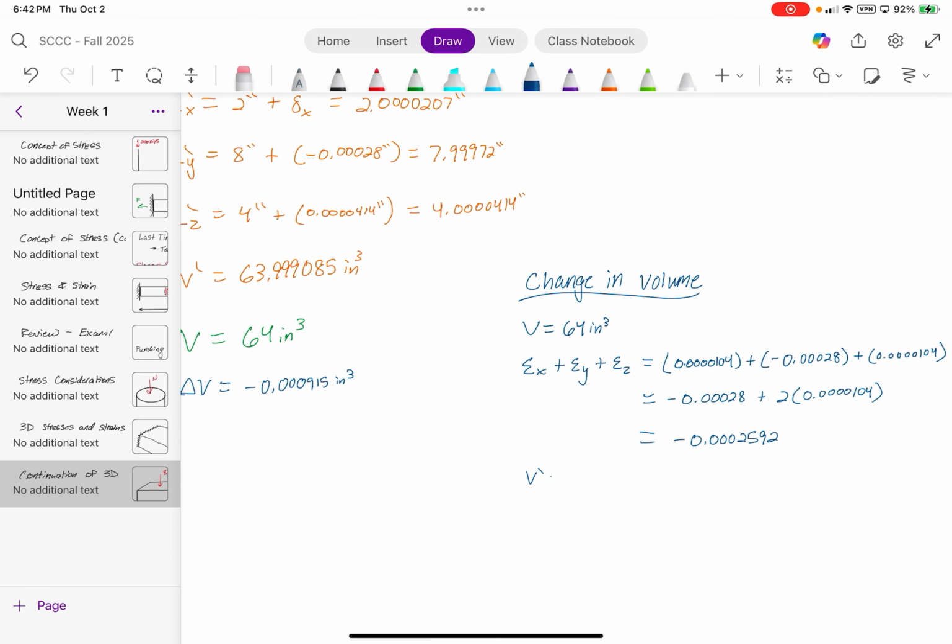Now, if we were to calculate the final volume, we take that 64 inches cubed and we multiply it by that value there. And what you should get, assuming no round off error, is going to be exactly 0.000915 inches cubed. If you plugged it into your calculator, there would probably be some round off error because we did some rounding. But in theory, this volume and that volume, using both procedures, will be identical.